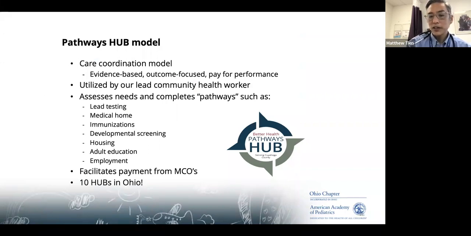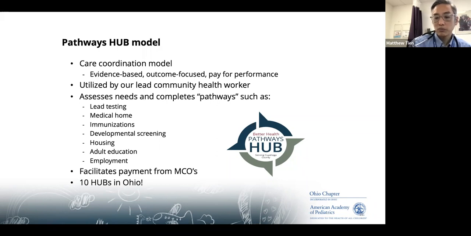The Pathways Hub model is something that I'm not an expert on, but we have here at Metro Health. It's a care coordination model where community health workers really try to address social and medical needs for patients. And then there is some recompensation for that from the MCOs. Lead testing is one of the pathways for the Better Health Pathways Hub that we work with. And so our community health worker can get us some credit for closing that lead testing loop.